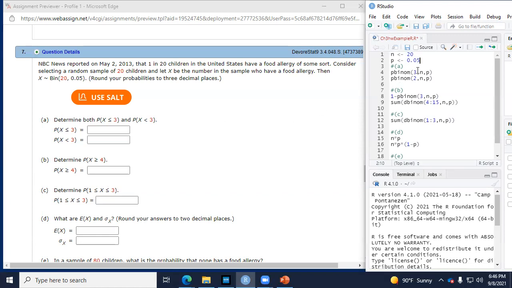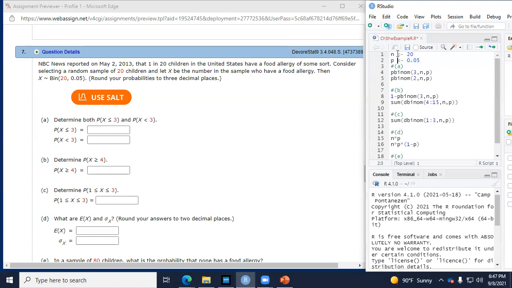Ignore those first because the numbers are off for now. Okay. So if you want to determine the probability of X less than or equal to 3, you just put 3 here. And the probability of X less than 3 means the probability of X less than or equal to 2. That's why we put 2 here.